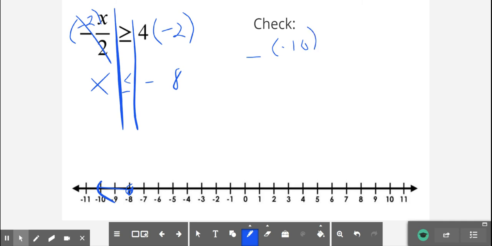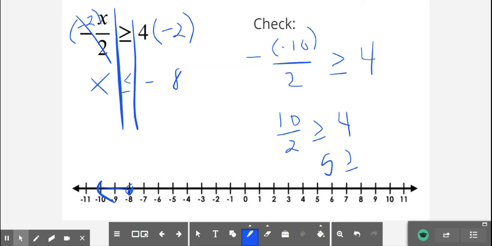So to check this, it would be negative 10 over 2 is greater than or equal to 4. So the negative 10 becomes 10. Five is greater than or equal to 4. It's true. So that works.